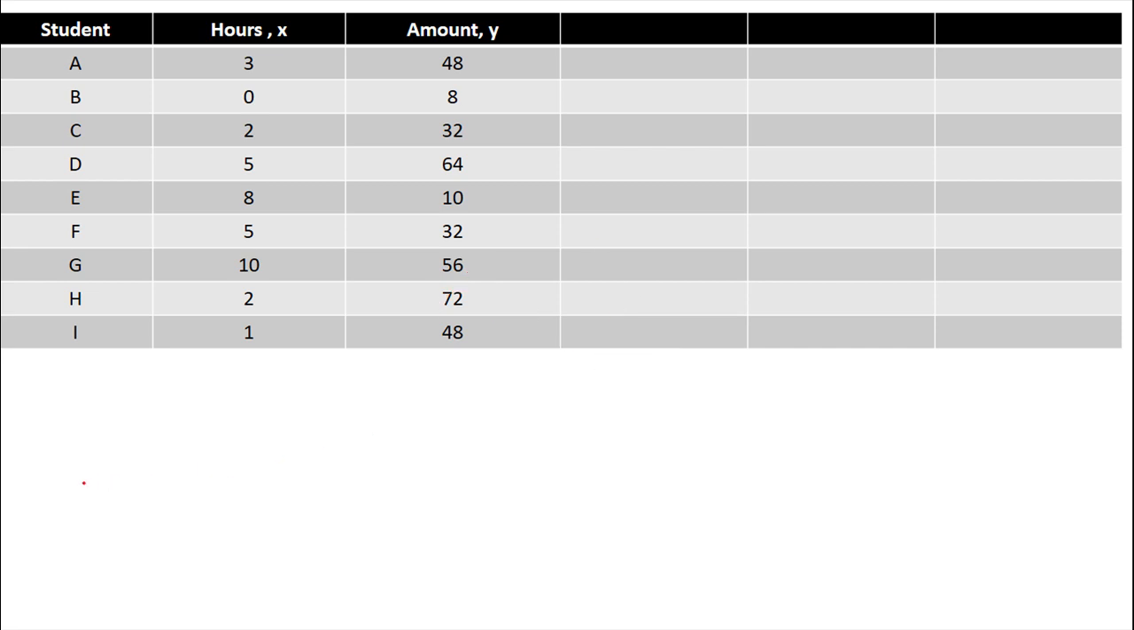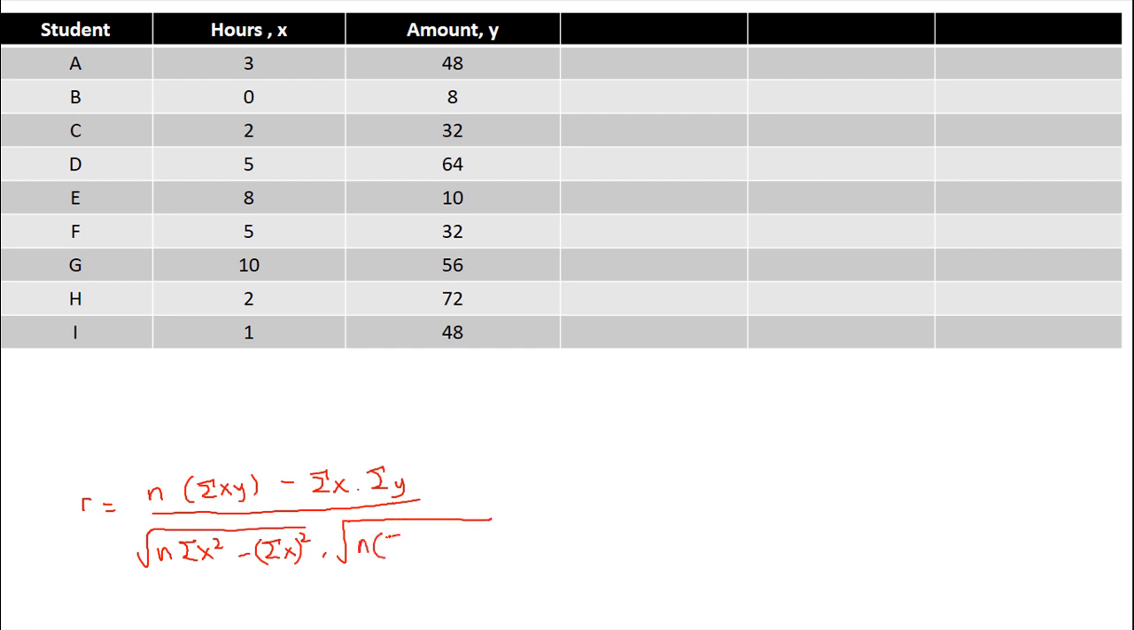Alright, the formula to find the correlation coefficient. So R is equal to N multiplied by the sum of xy minus the sum of x multiplied by the sum of y, divided by the square root of n times the sum of x square minus the sum of x all this square, multiplied by the square root of n times the sum of y square minus the sum of y all this square.